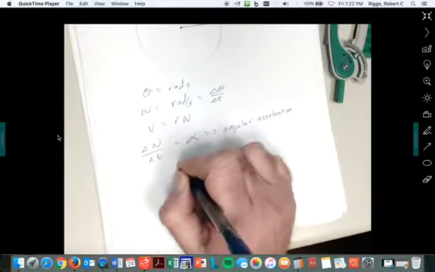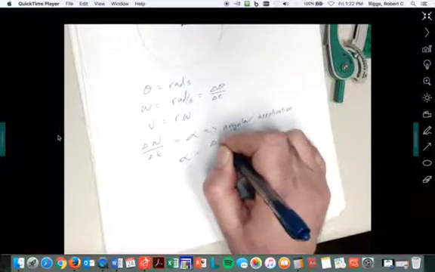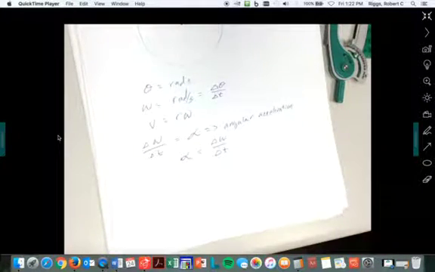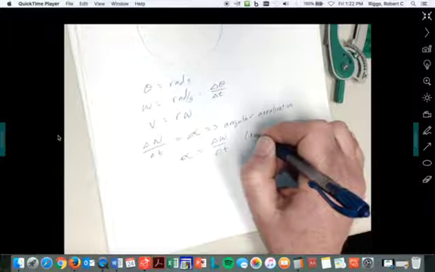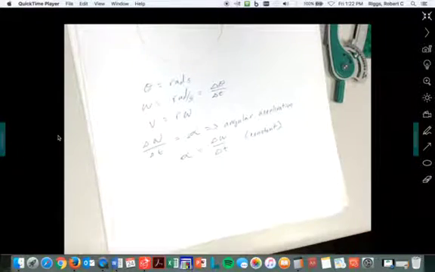Angular acceleration is easy. It's little alpha, and that is equal to the change in omega over the change in t. And we're going to consider it to be a constant for our purposes in this class.